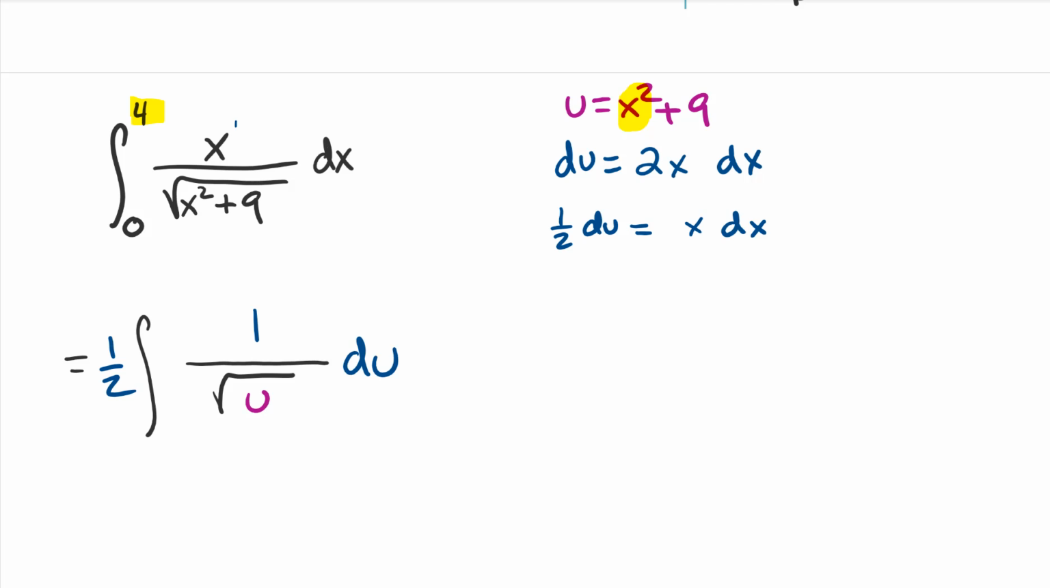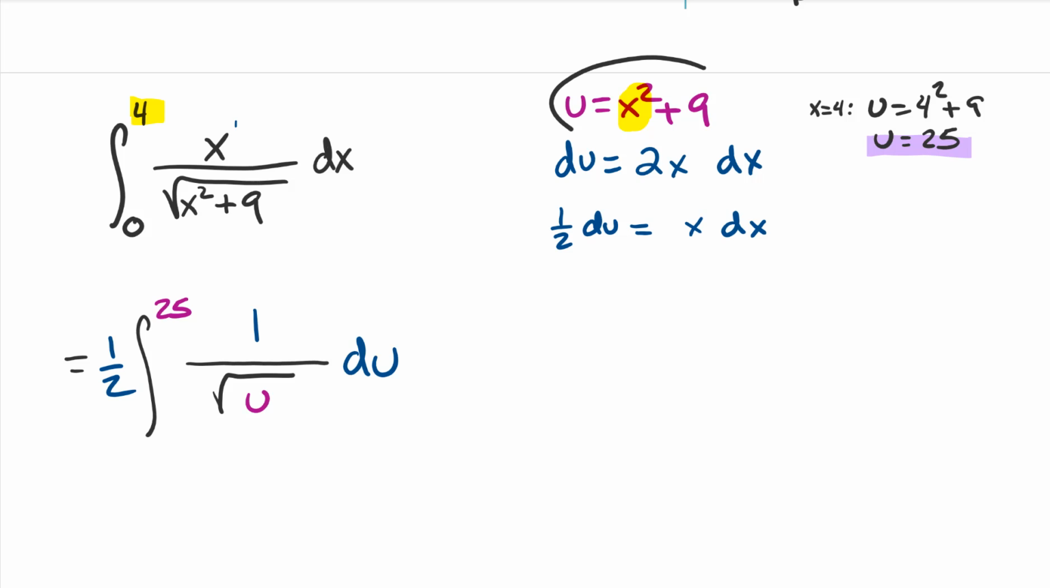So we go, all right, when x equals 4, u is equal to 4 squared plus 9. u is equal to 16 plus 9. u is equal to 25. Boom. So we just converted x equaling 4 into u equaling 25. So we changed that. Now we've got to do the same thing with 0.